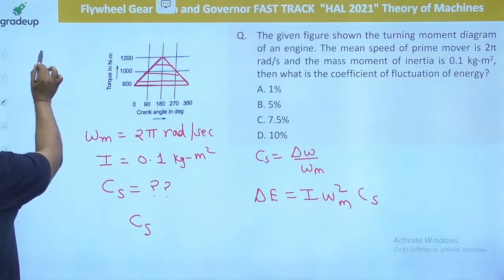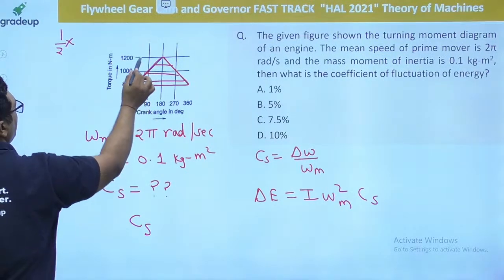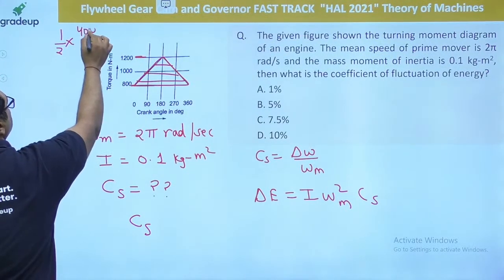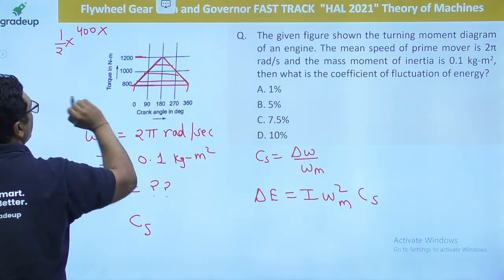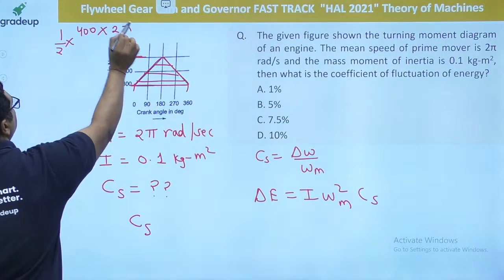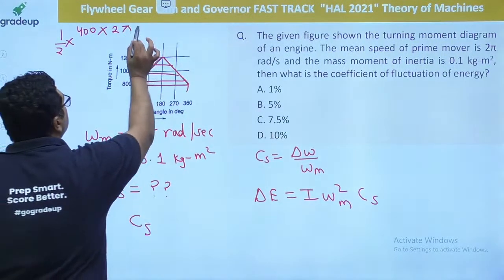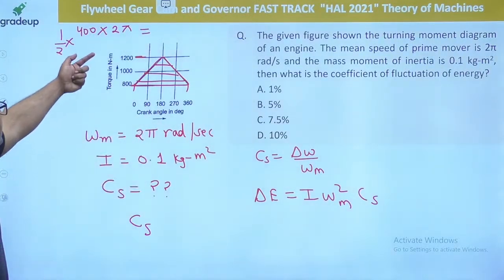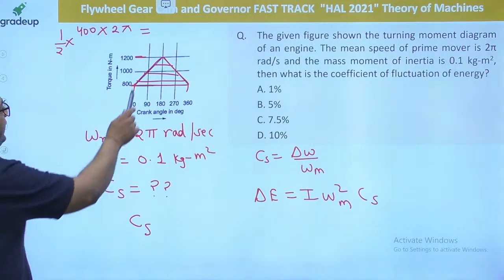Area of the triangle is going to be half into, this value is from 800 to 1200, so it is going to be 400, then into it is going to be from 0 to 360, obviously it is going to be 2 pi. So this is the area, and the value is going to be 800 to 1200 you are getting. So obviously this is the area.